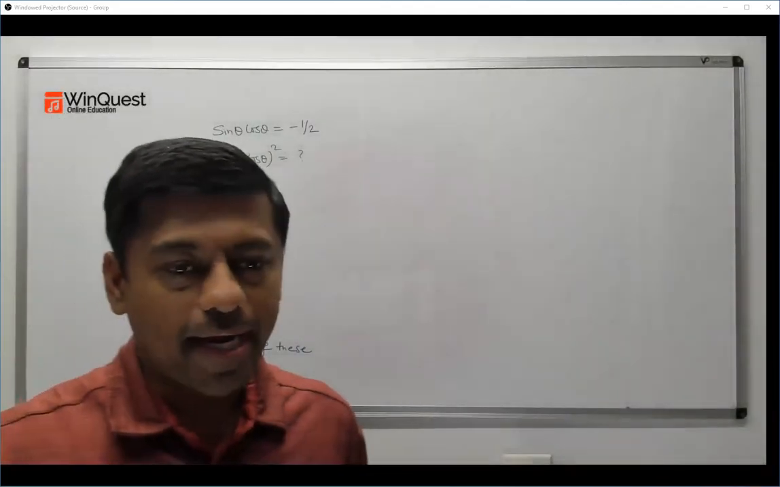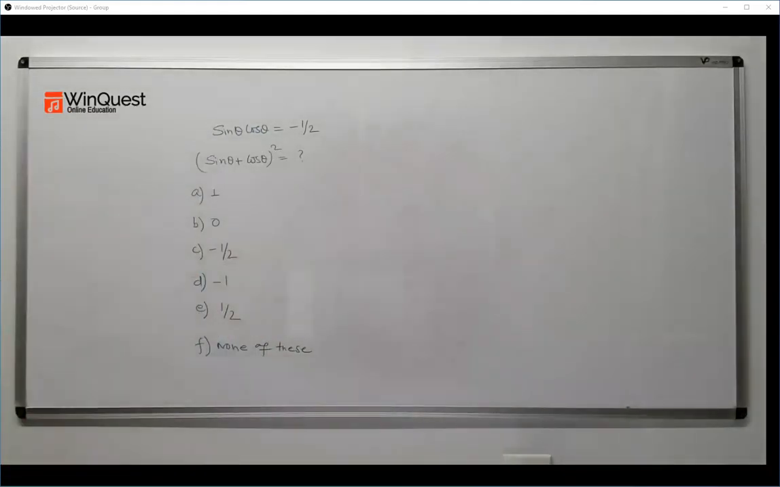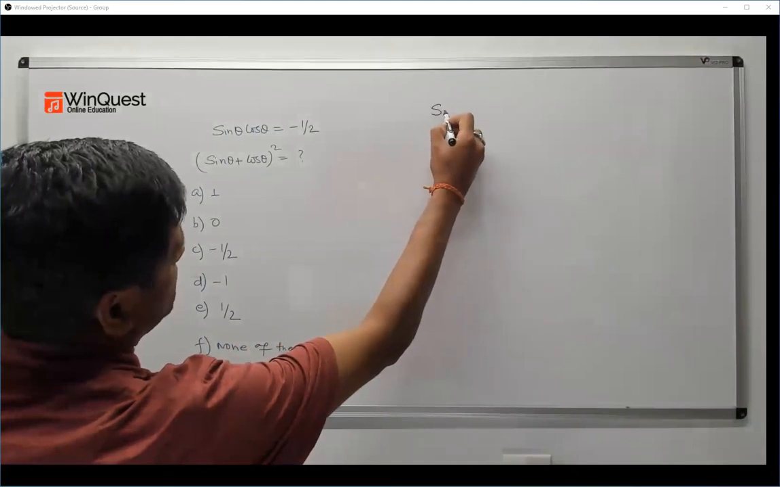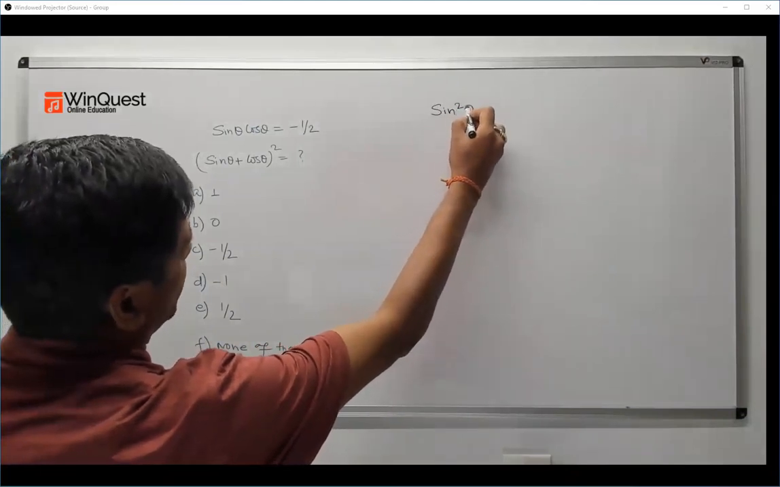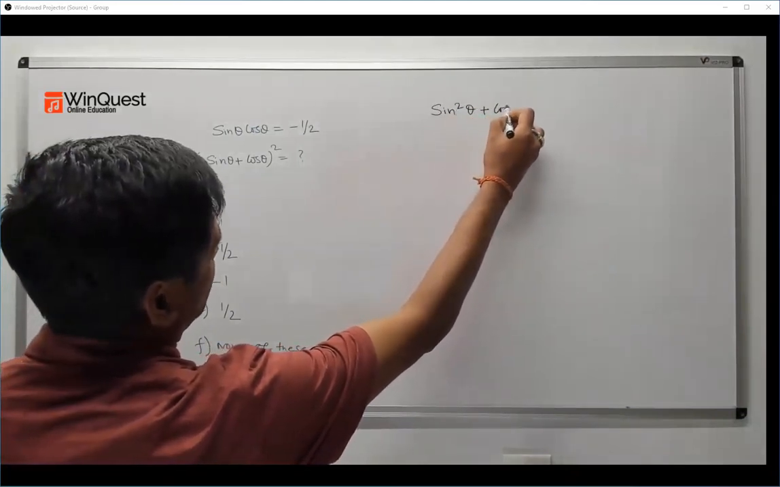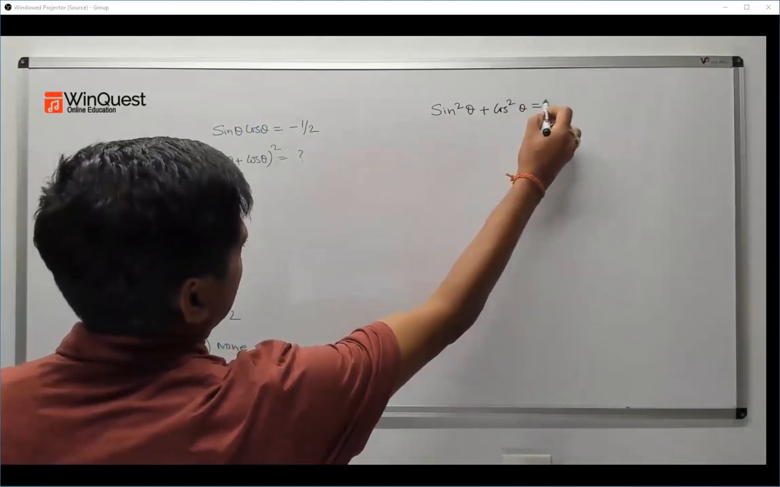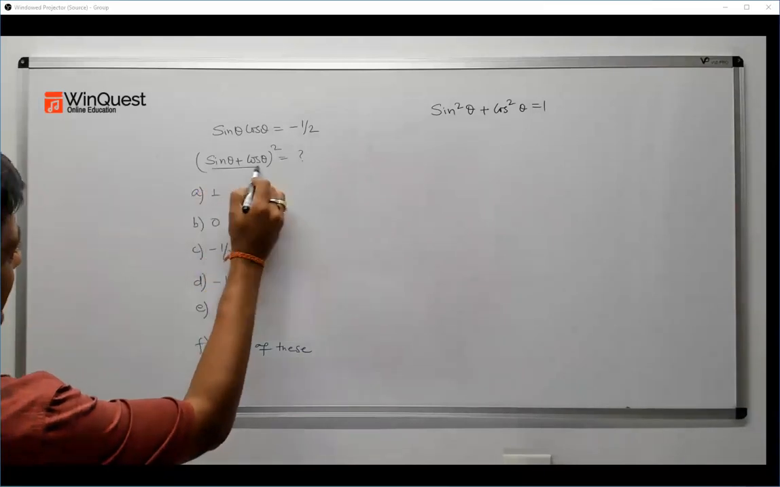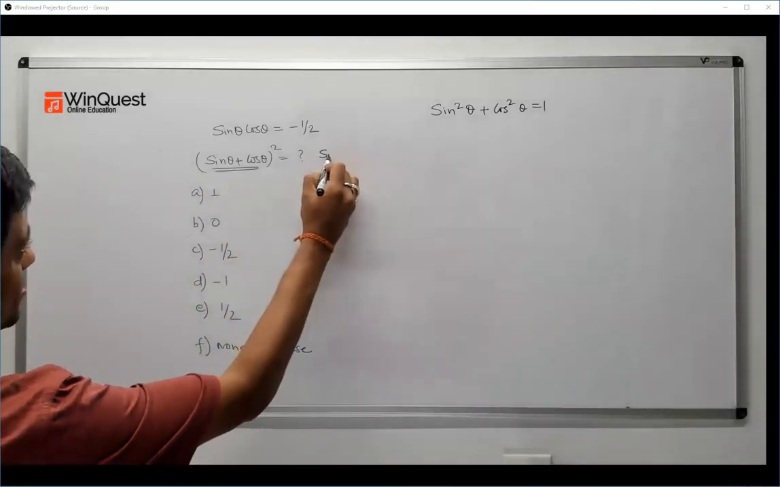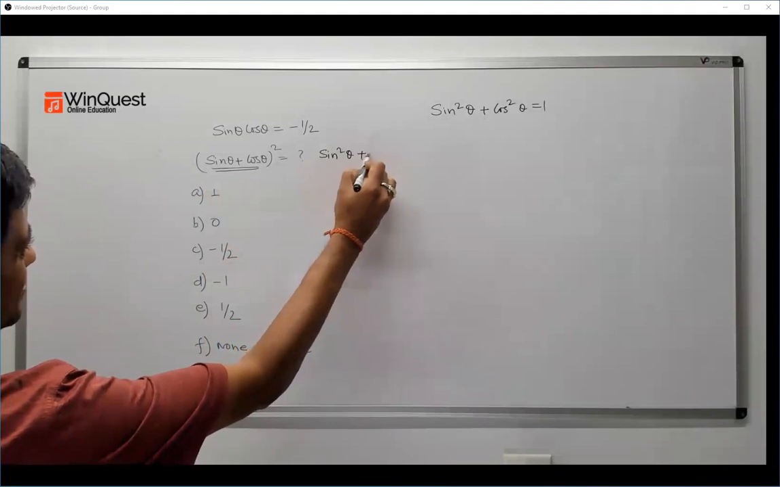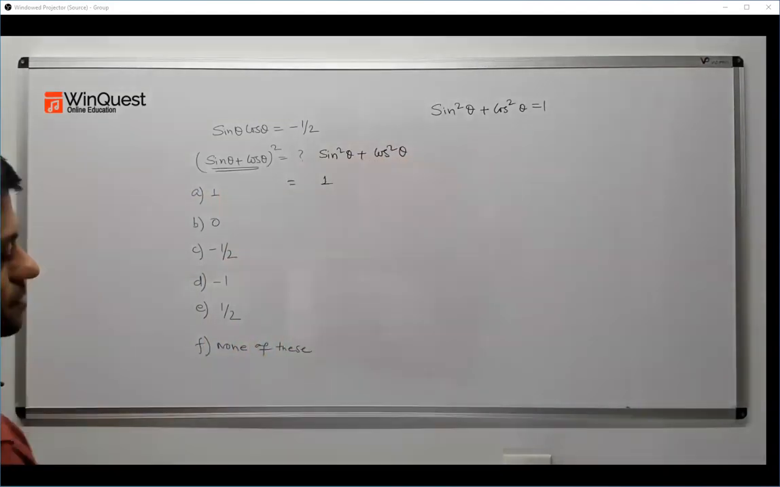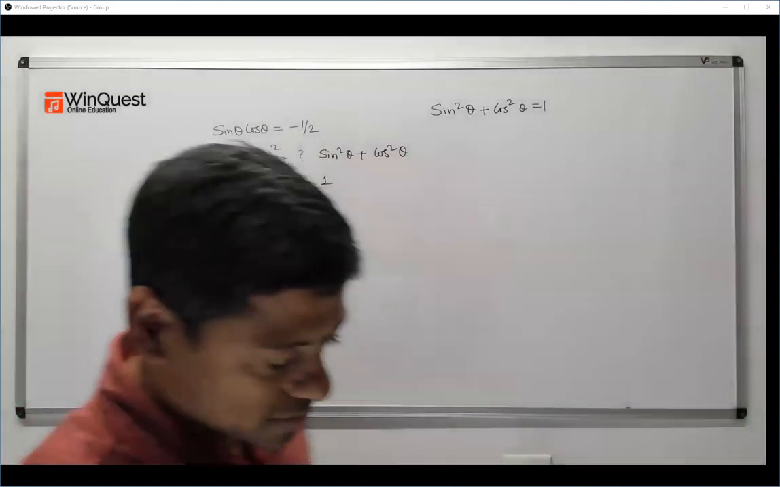Some folks have replied sine theta plus cos theta is equal to 1. Now here is the thing. The formula we have learned is sine square theta plus cos square theta equals 1. That is what I gave you in the previous session. Now some people are thinking sine theta plus cos theta whole square is actually sine square theta plus cos square theta, which is equal to 1, and I am done. Which is also not the case.